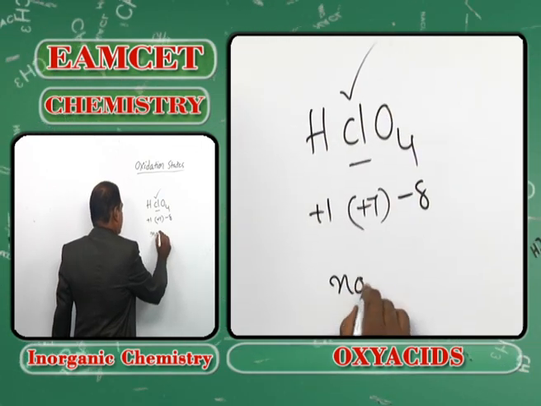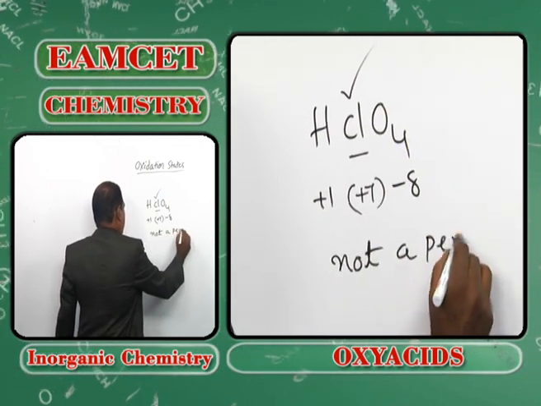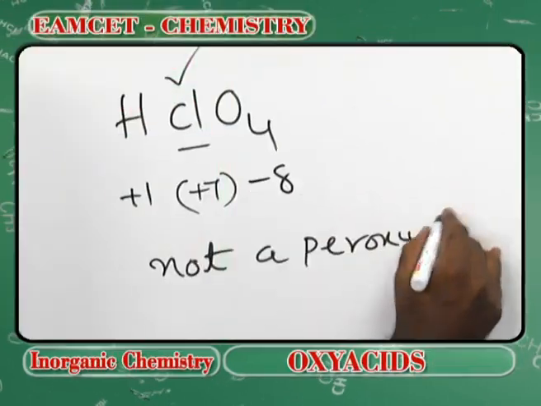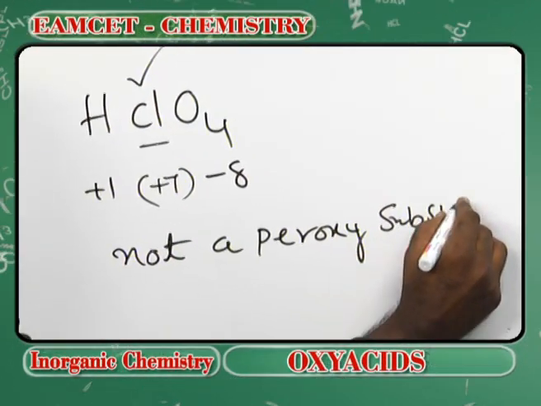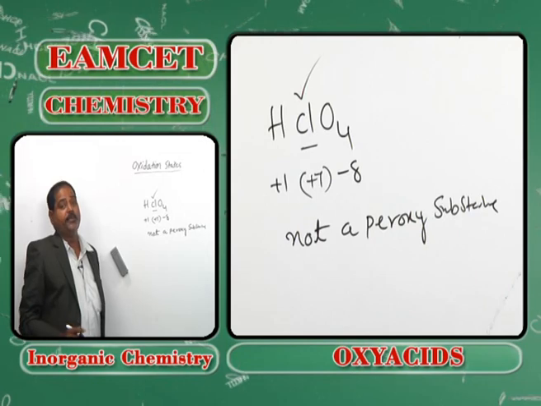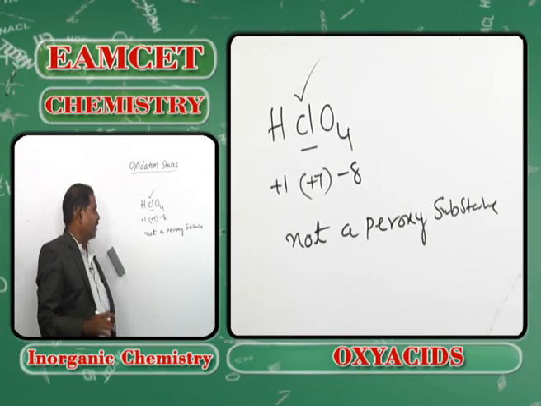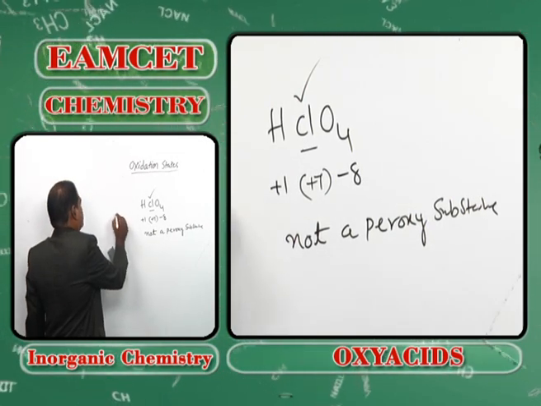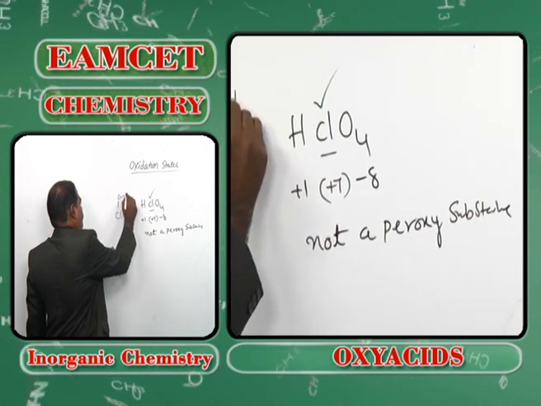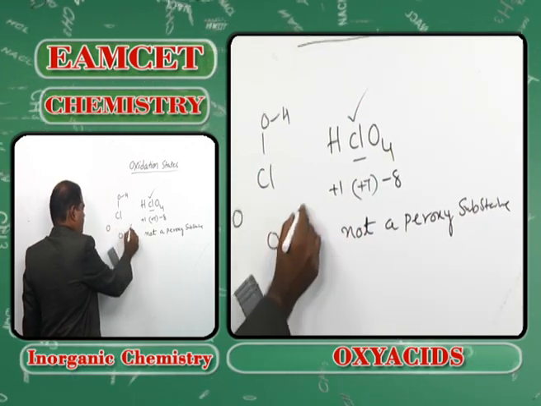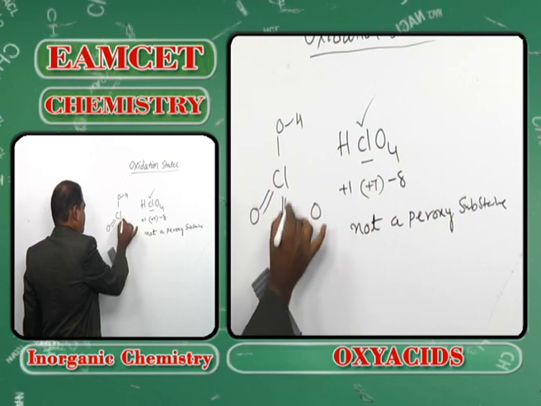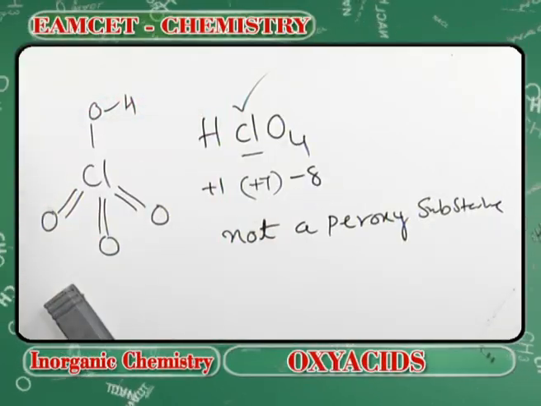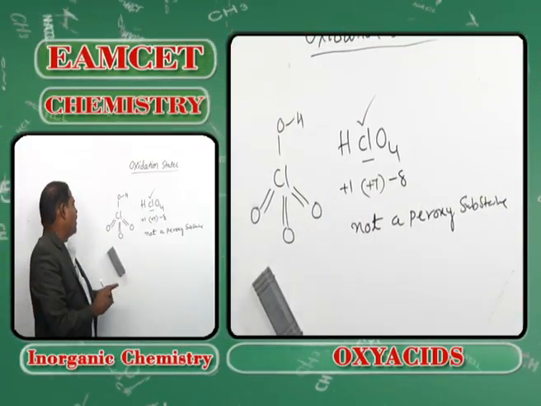Therefore this is not a peroxide. This is not a peroxy substance. What is that? This is not a substance that contains a peroxy bond. OO single bond is not there. And moreover, we know the structure. 1 chlorine, 1 OH, 3 more oxygens which are forming 2 bonds each, right? So where is the O single bond O? There is no oxygen-oxygen bond at all.